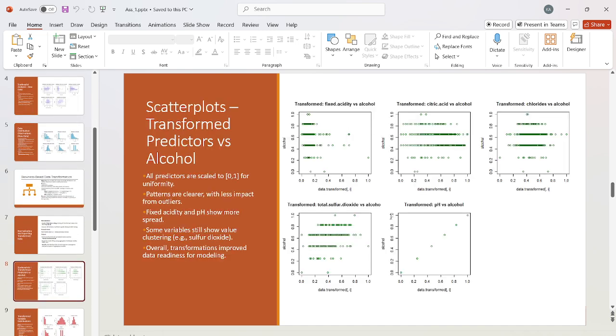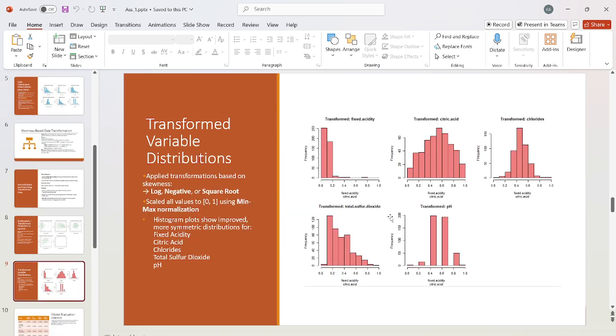Scatter plots after transformation, predictors versus alcohol after transformation and scaling. The scatter plots looked much cleaner. Outliers had less effect and some patterns were clearly visible, especially for citric acid and pH. This showed the data was now more ready for modeling.